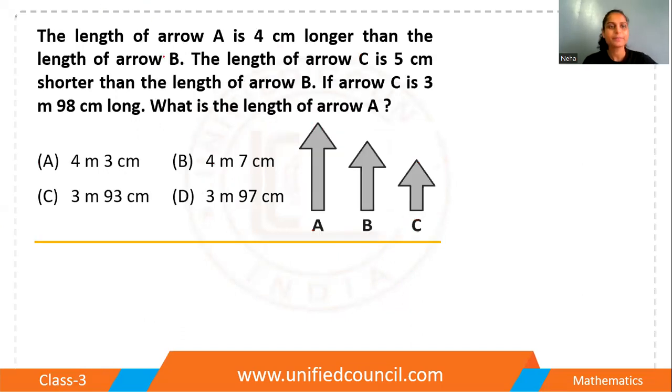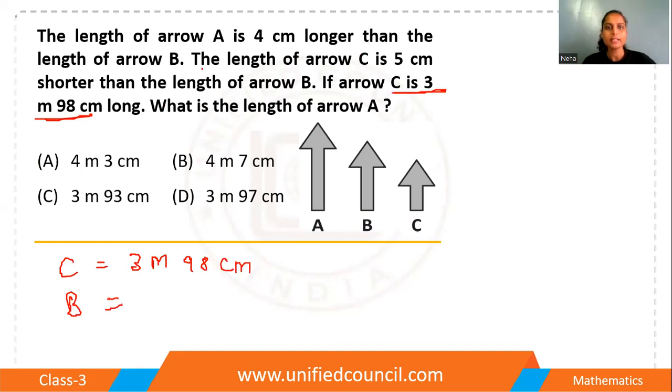Here is the next question. The length of arrow A is 4 cm longer than the length of arrow B. The length of arrow C is 5 cm shorter than the length of arrow B. If the arrow C is 3 meter 98 cm long, what is the length of arrow A? Okay, so basically the length of arrow C is given, right? The length of arrow C, it is 3 meter and 98 centimeter. Yeah. So what about the length of arrow B?